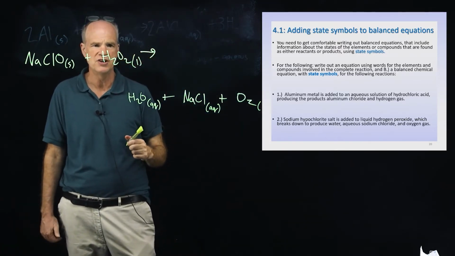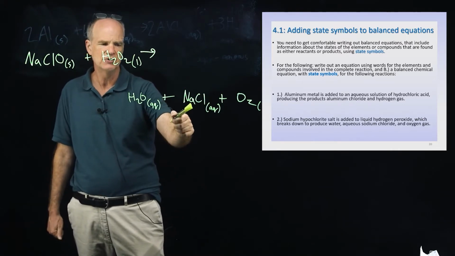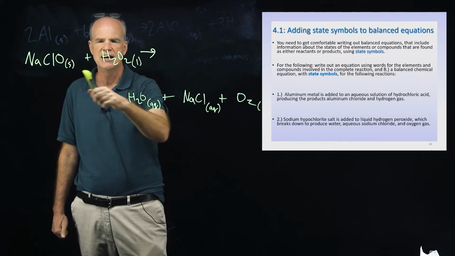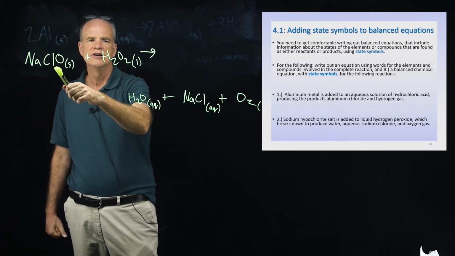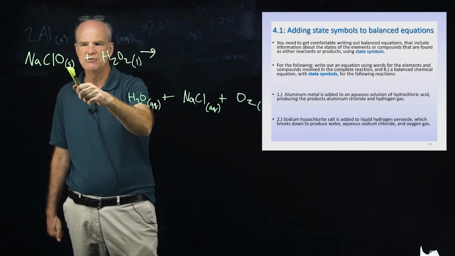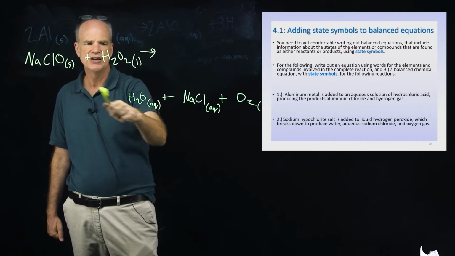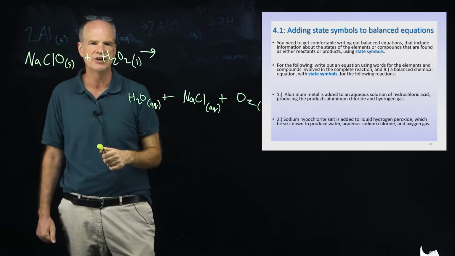Now, one question you might ask is, if we have sodium chloride dissolving in water and it's in the aqueous state, how about sodium hypochlorite? Why isn't this an aqueous state? The reason it's not in an aqueous state is because it's not dissolving in water. Instead, it's dissolving in hydrogen peroxide. And so we cannot really indicate that this is in an aqueous state.